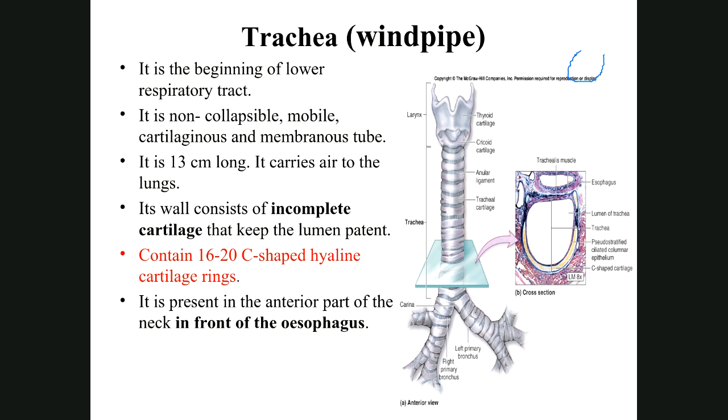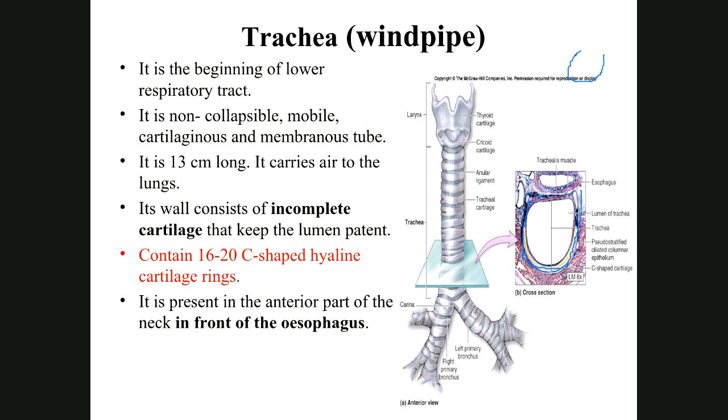What we are showing here is a C-shaped cartilage. The posterior back part of the cartilage is not attached completely. How many cartilages are there? Nearly 16 to 20 C-shaped hyaline cartilages. The trachea contains which cartilage? It is the hyaline cartilaginous rings.